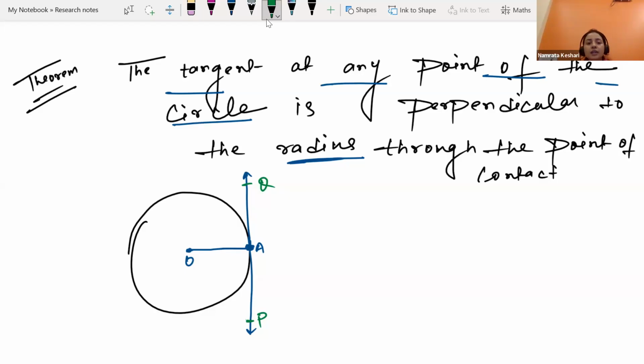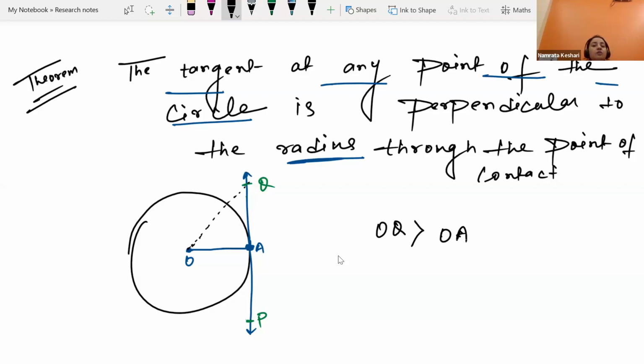Now think about it. This theorem doesn't come in the exam as a proof, you will only use the theorem. You don't have to prove it anywhere. Still, this is just a statement and observation based, and I'm showing it to you. So suppose we take any random point Q on the tangent and join O with Q. Can we say OQ is of course bigger than OA?